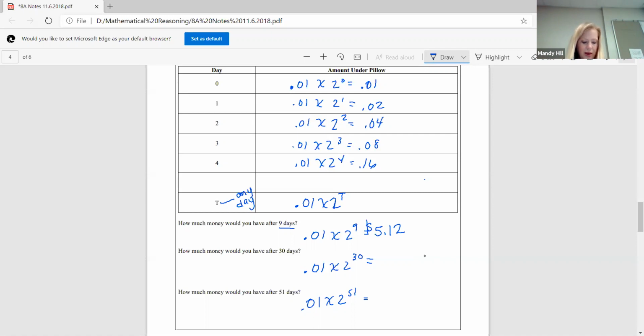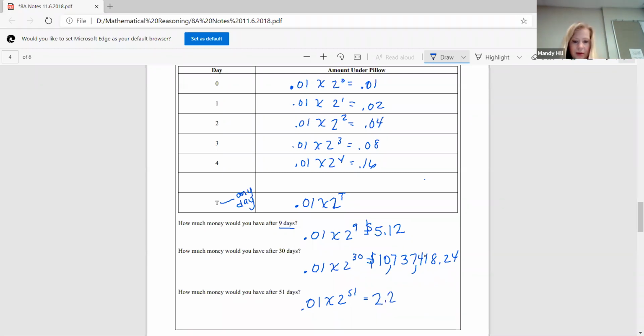By the 30th day, probably will like this number. We're up to, okay, $10 million. That's pretty big, huge number, right? So by the 51st day, 0.01 times 2 to the 51st power.